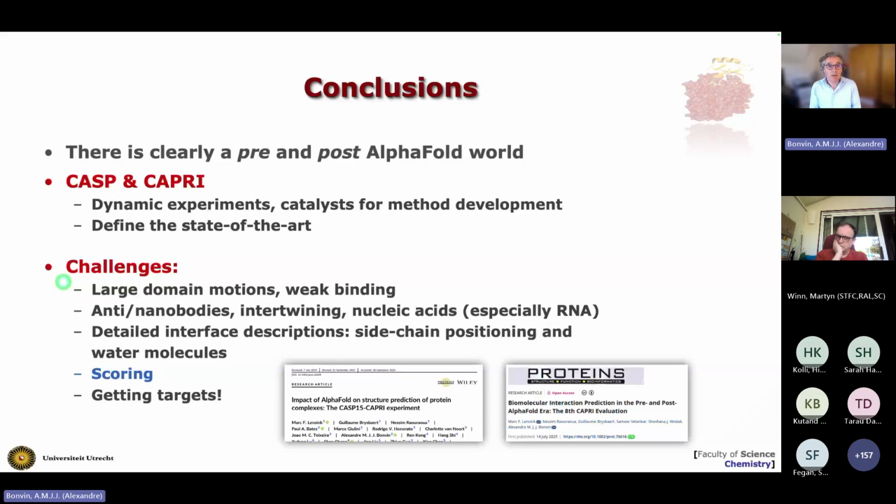So in conclusion, for this small part, there is clearly a big divide between pre and post AlphaFold. Things have changed, and you're all aware of that. But there are still challenges that remain unsolved, and I showed you domain motion, fold switch, immune complexes, and scoring. And scoring, we can clearly do much better. All of this was described in special issues of Proteins.